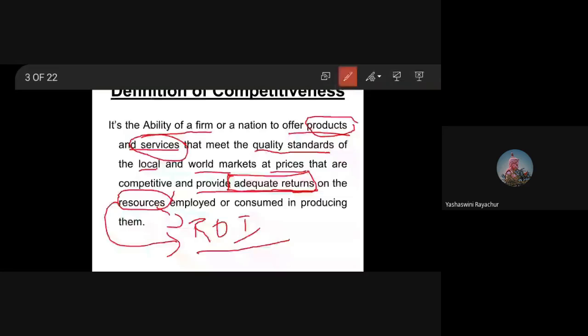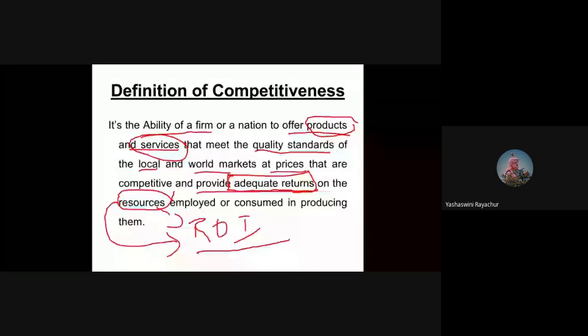Fine. Okay, any doubts till here? Any doubts?